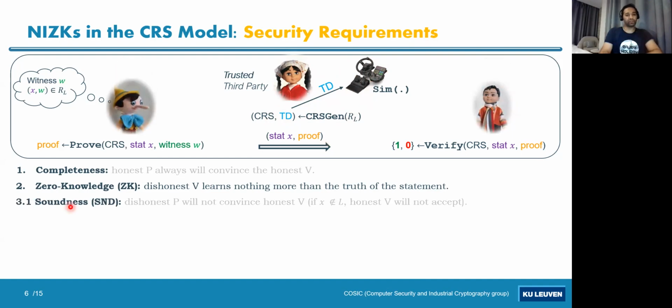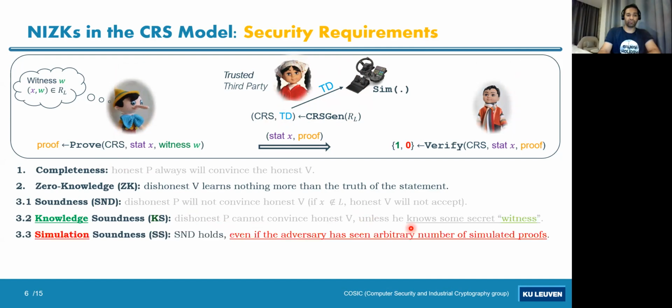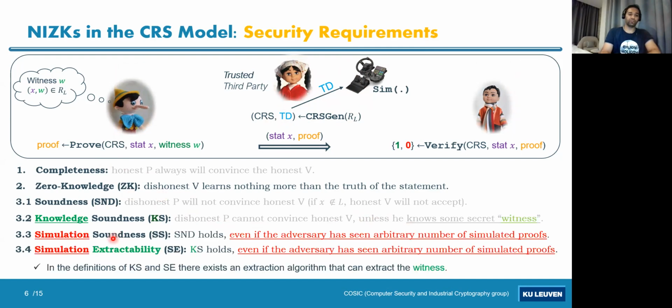But in the case that the prover is malicious, similar to the previous case, we have soundness, and sometimes even stronger notions like knowledge soundness, which I mentioned. This guarantees that the dishonest prover cannot convince the verifier unless he or she knows some secret witness. Sometimes we even expect something stronger, called simulation soundness or simulation extractability. Simulation soundness can be considered an amplified version of soundness, and simulation extractability an amplification of knowledge soundness, against an adversary who has seen an arbitrary number of simulated proofs.